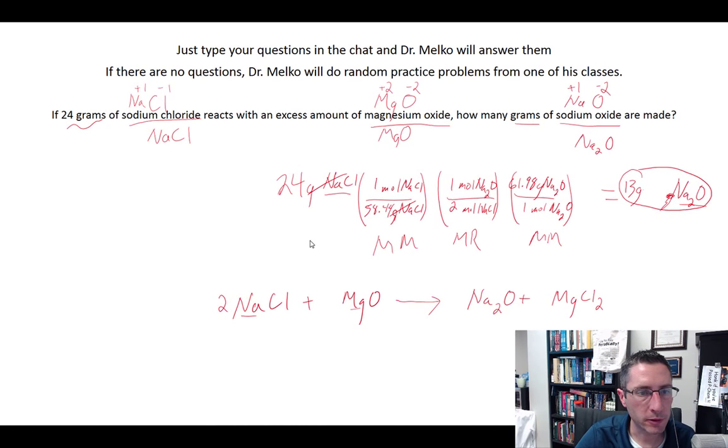So hopefully that's clear. Hopefully these are making sense, and as long as you can set these things up, you should be proficient by now at actually button mashing and coming up with the right number of sig figs in your final answer.